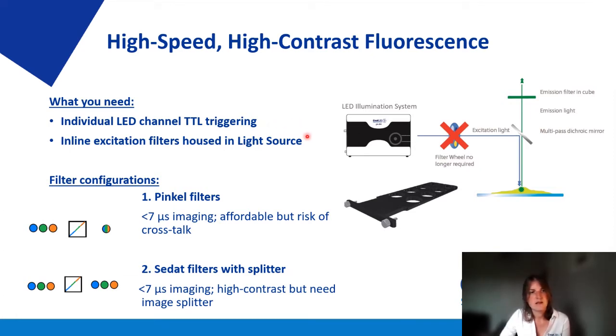And the second is the ability to house excitation filters within the light source itself, like in the PE800 shown here. This is the filter holder, and the single band excitation filters just fit in these slots. Then you need to consider your filters. With a Pinkel configuration, which has single band excitation filters, these can fit into the light source, and then you have your multi-band dichroic and emission that sit in a single filter cube.